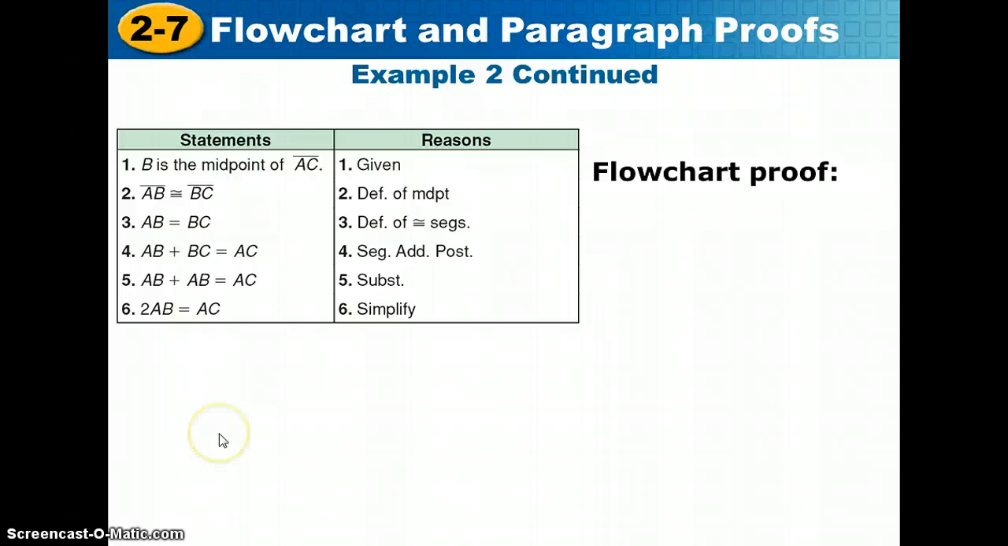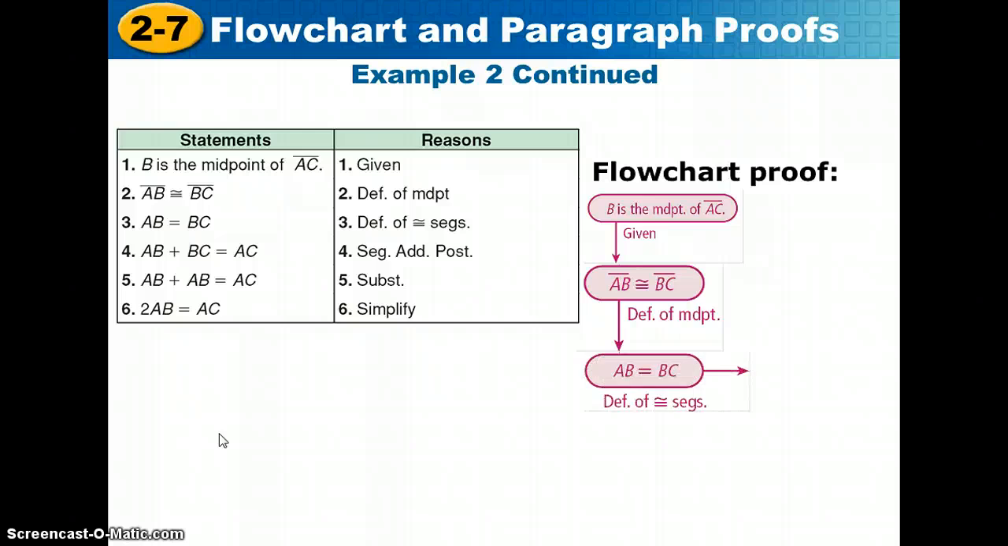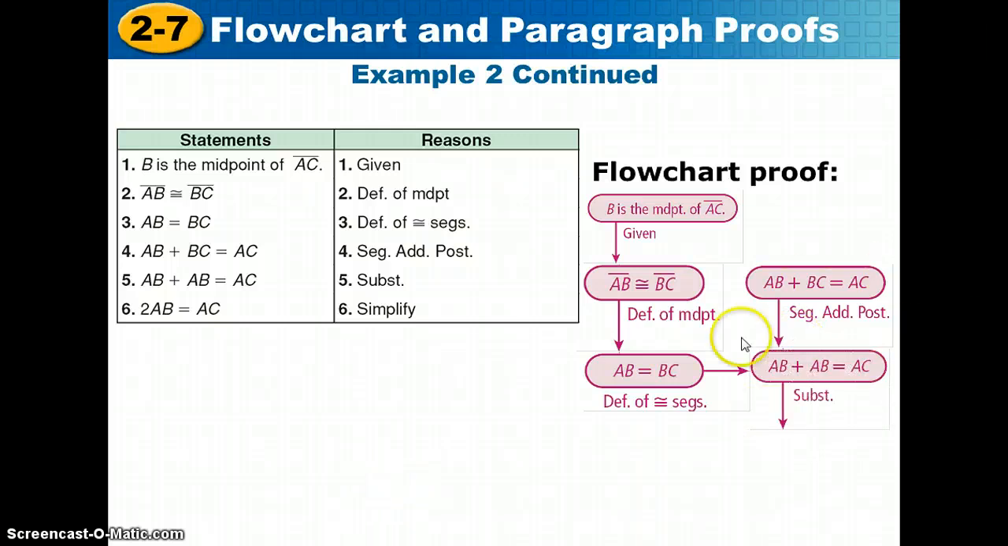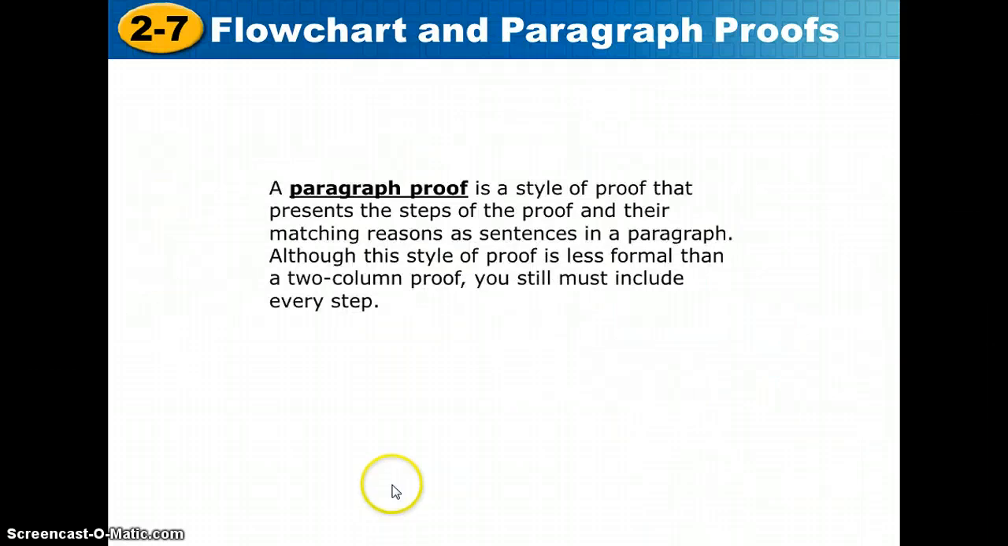So once again, our results should look like this. This is our first statement. That leads you to this one, which leads you to this one. But before we can talk about anything else, we have to have stated the segment addition postulate. These two tell us this. And lastly, we can conclude our proof this way. So your flowchart should look something like that.